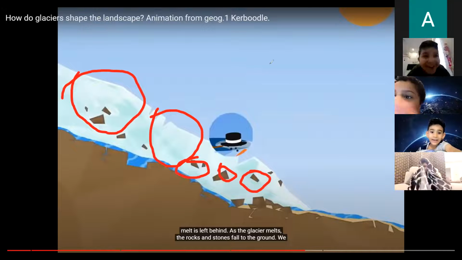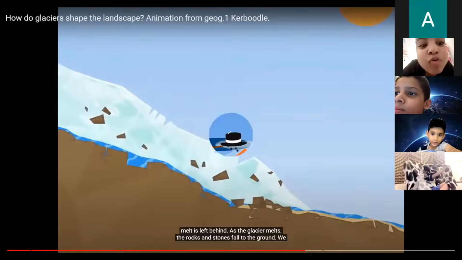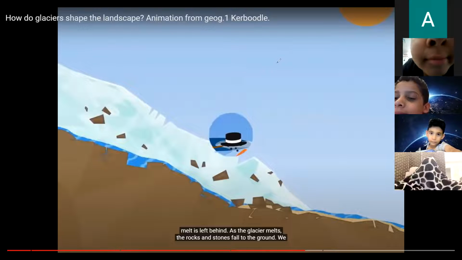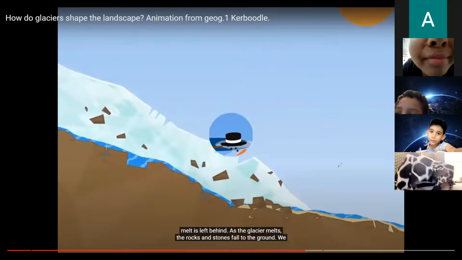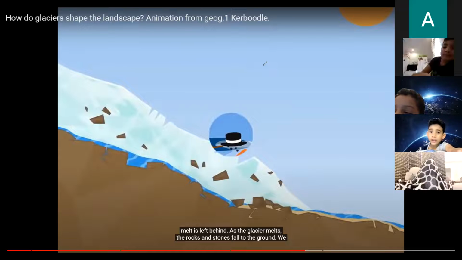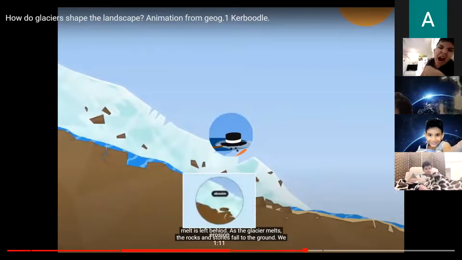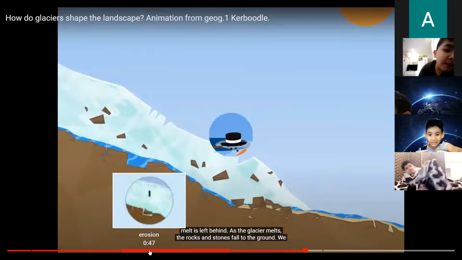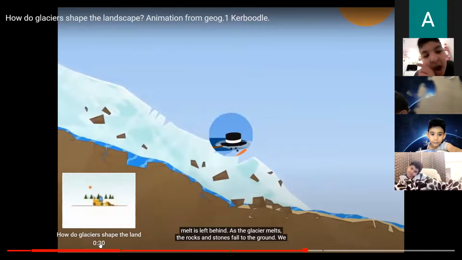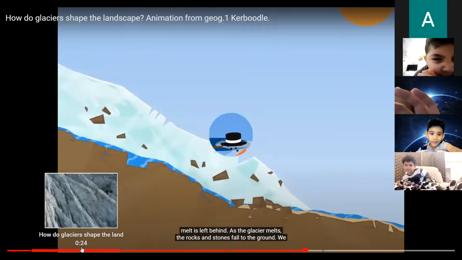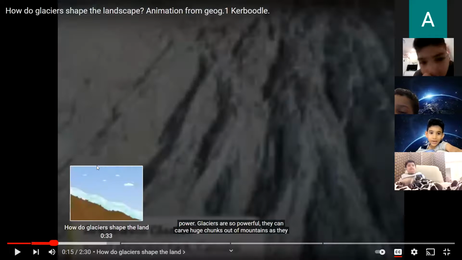Sometimes erosion can be from the wind, sometimes it can be from falling water, and sometimes it can be carried by an animal. Now let's see the glacier. Look how the glacier will crash and move down.